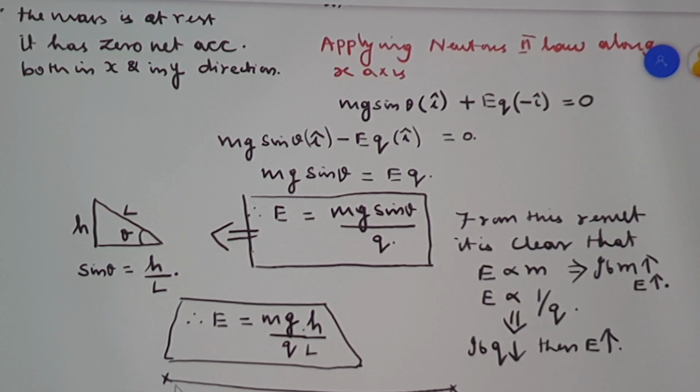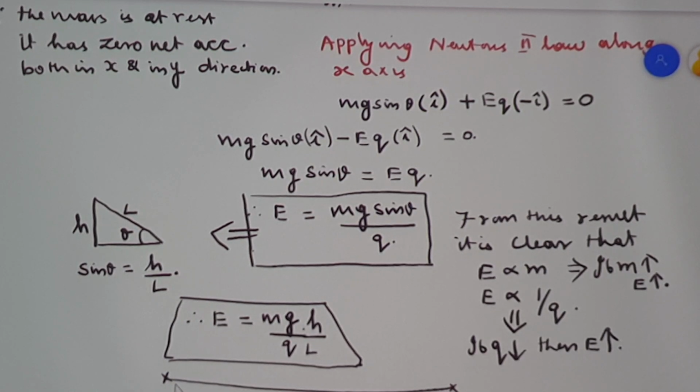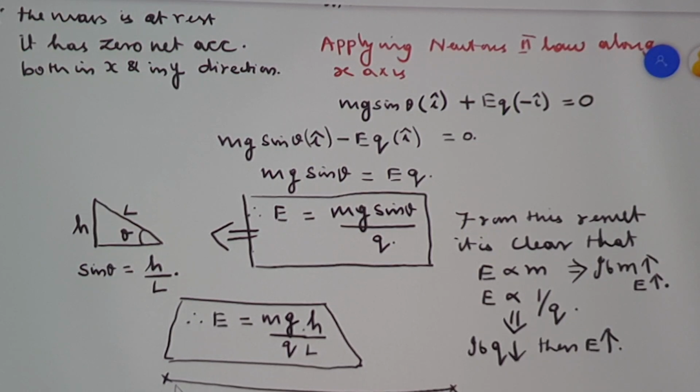This we are considering as the expression for the value of the electrical field when you are having a body of mass m and charge q placed on the inclined surface. Hope you should have understood. So, this is example number 1.8. Now, let us move on to the next problem.